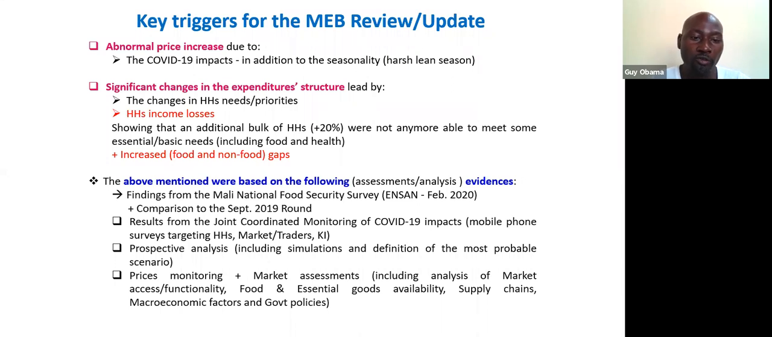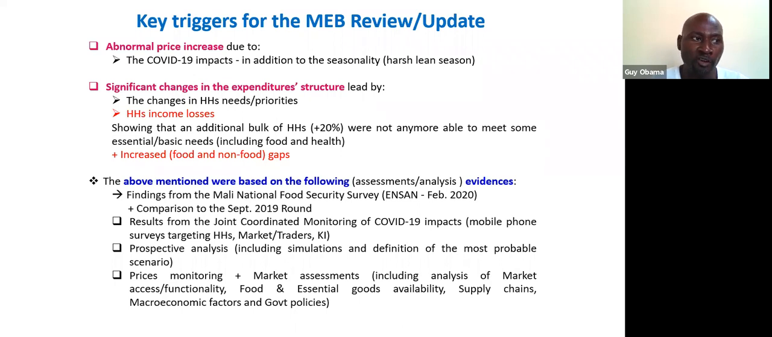Besides that, there were also several prospective analyses done by WFP, by the World Bank, by the government, to try to understand the potential impact, because we recall there was a difficulty to do face-to-face assessment. So we also needed to rely on the most probable scenario and see what would happen. For instance, the government was anticipating a 5% increase, while with the monitoring of prices from the WFP and the government, we saw that the commodity price increase was close to 10%.